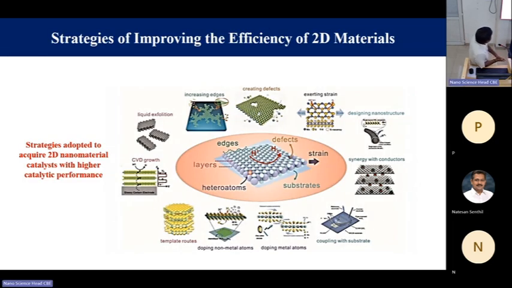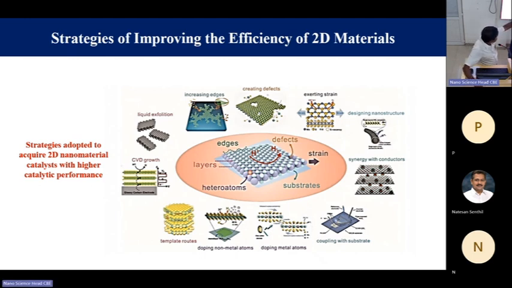Okay, these are actually the strategies to improving the efficiency. There are so many techniques. Increasing the edges: a carbon nanotube, a perfect carbon nanotube, has the minimum active sites. In order to break the sides of the carbon, the number of active sites will be improved. That is the first one, increasing the number of edges. In that way you can interact with the other material much faster.